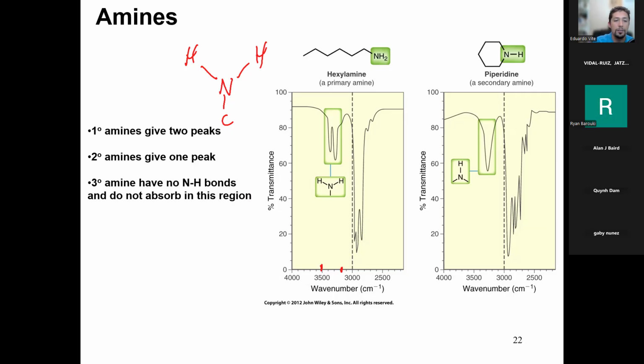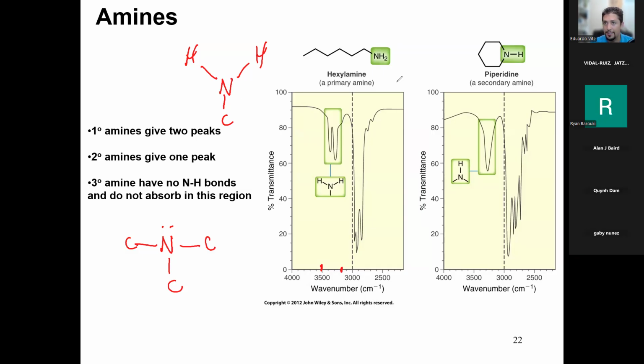Tertiary amines do not have NH. A tertiary amine is just nitrogen, carbon, carbon, carbon, and a lone pair. There is no NH here, so there are no peaks in the NH region. That's why tertiary amines do not have any bands there. So if you have a compound that has a nitrogen-carbon bond, don't be looking for amines. Amines are only nitrogen-hydrogen bonds. If it's only carbon-nitrogen bonds, those are called amides, right?